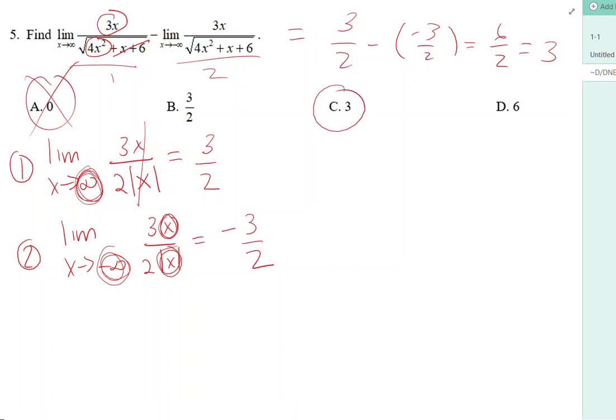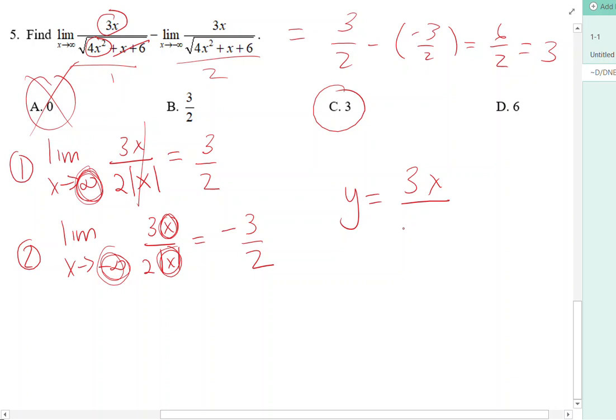I highly recommend that you jump on Desmos and graph this function, and you'll see exactly what's going on. If you want to go on Desmos, you can graph y equals 3x over the square root of 4x squared plus x plus 6. You'll see both of these horizontal asymptotes on that graph.